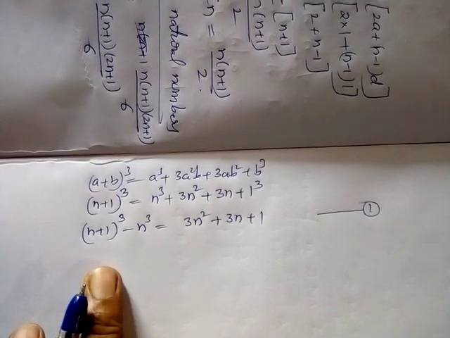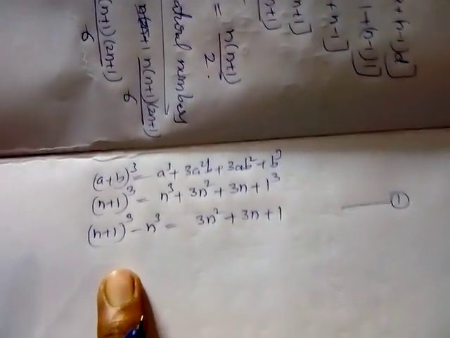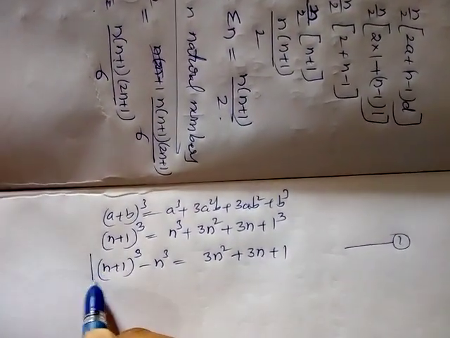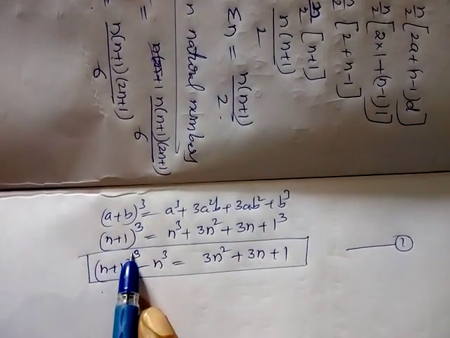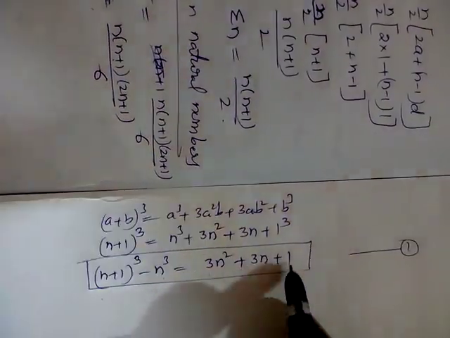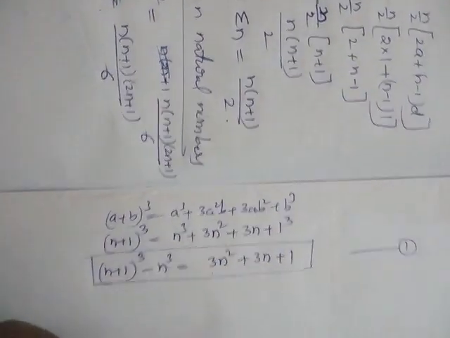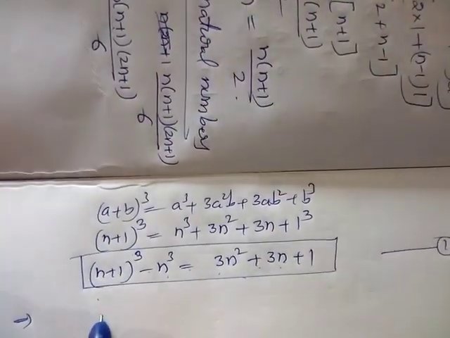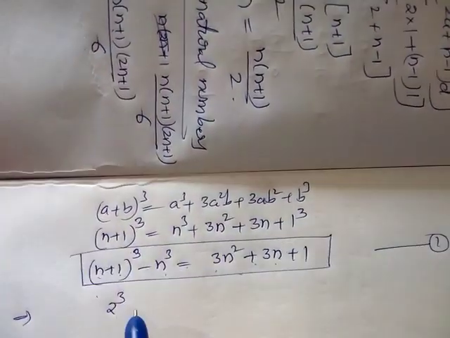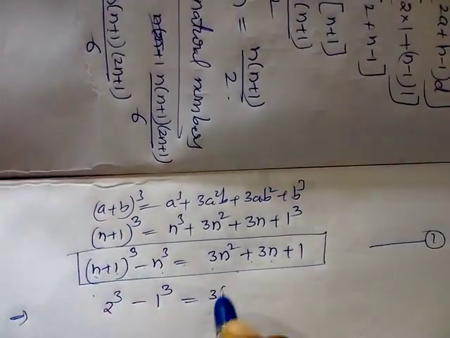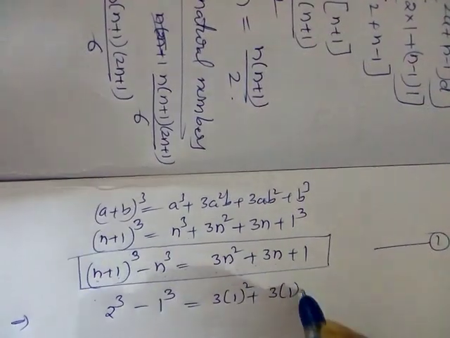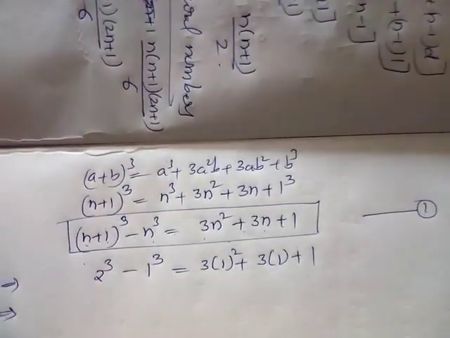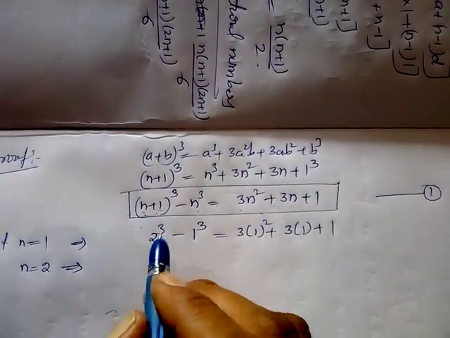From this identity, we have to find sigma n square, which is n into n plus 1 into 2n plus 1 by 6. So from this identity, n plus 1 whole cube minus n cube is equal to 3n square plus 3n plus 1. Okay. So if we take n is equal to 1, then 2 cube minus 1 cube is equal to 3 into 1 square plus 3 into 1 plus 1. So if we take n is equal to 2, 2 plus 1 means 3.